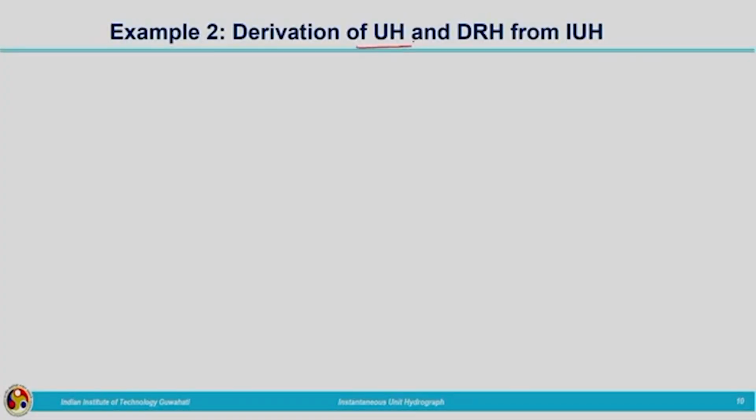Now, we will move on to the next example. Next example is the derivation of unit hydrograph and direct runoff hydrograph from instantaneous unit hydrograph. Instantaneous unit hydrograph is derived in the previous example. Once instantaneous unit hydrograph is there, we can derive unit hydrograph and also direct runoff hydrograph.